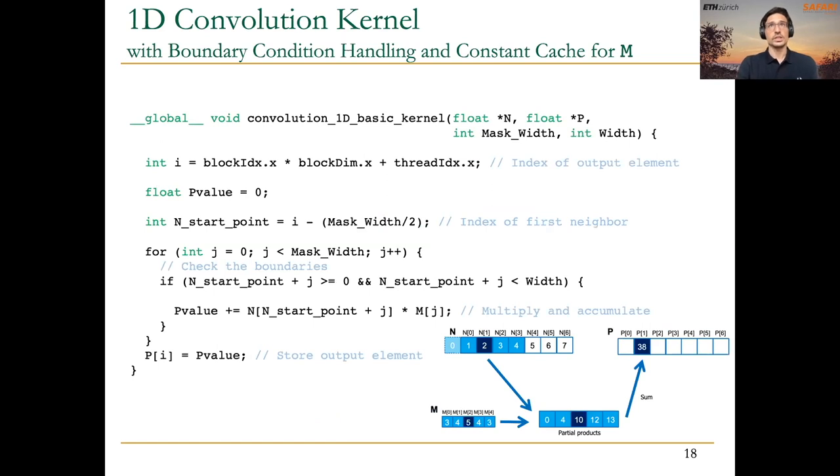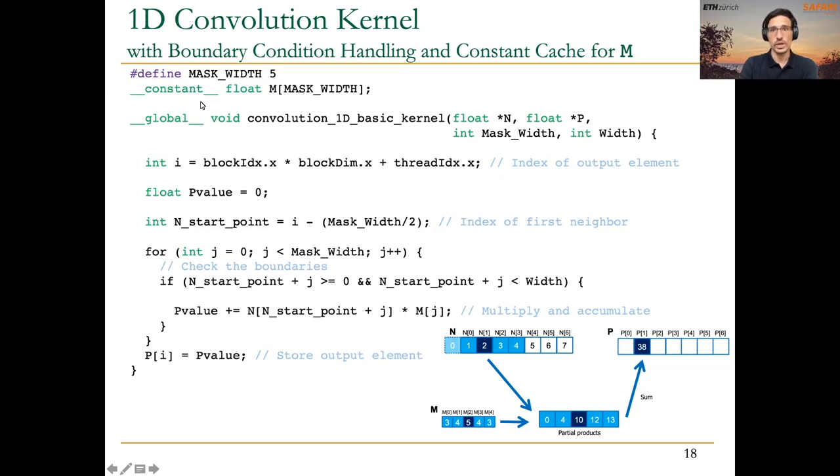This is the same code that we have seen before, the 1D convolution kernel with boundary conditions, but now observe that we don't have M among the input parameters of this kernel. However, we declare it outside of the kernel as a constant, and now we directly use the mask inside our code, but this mask now resides in constant memory, as we have said.